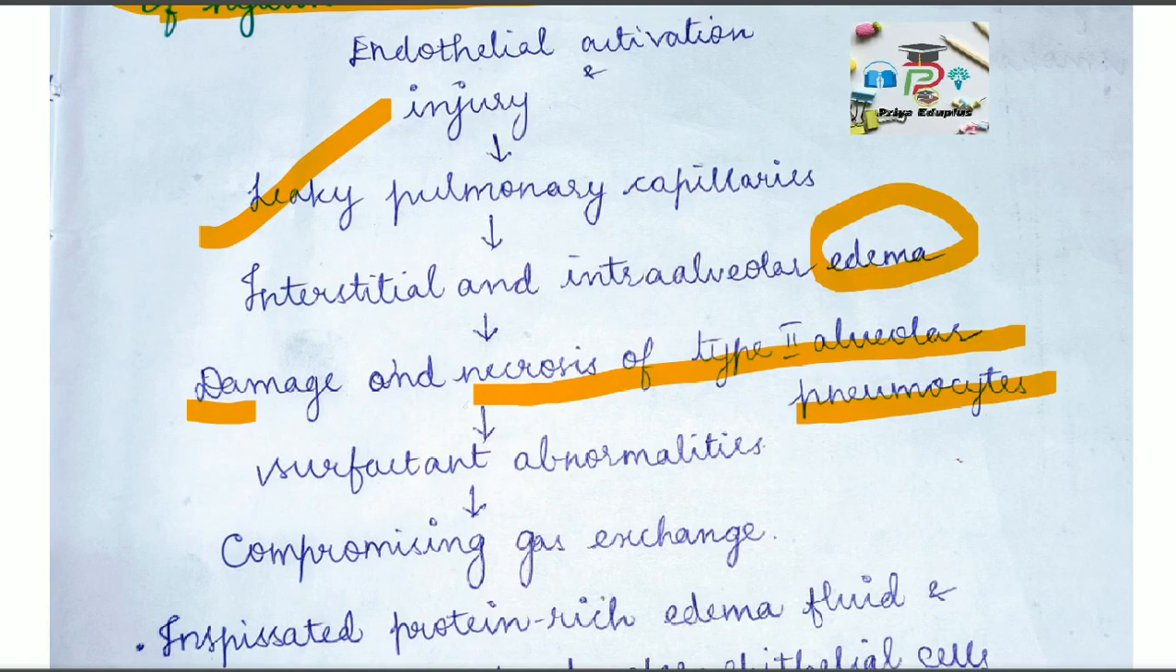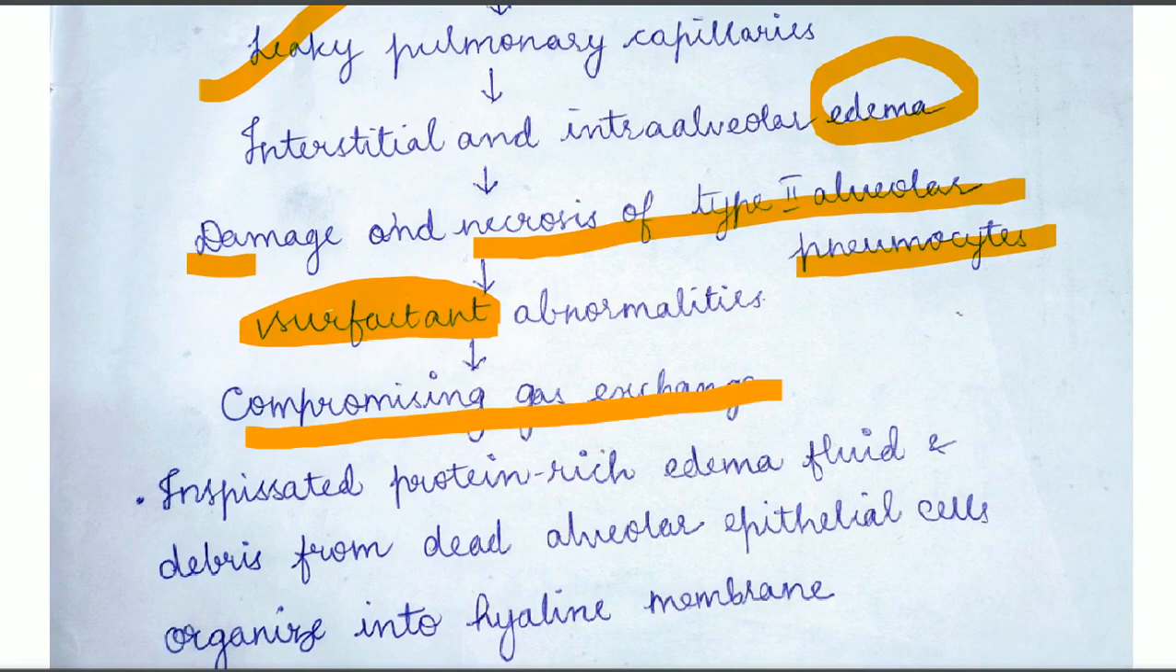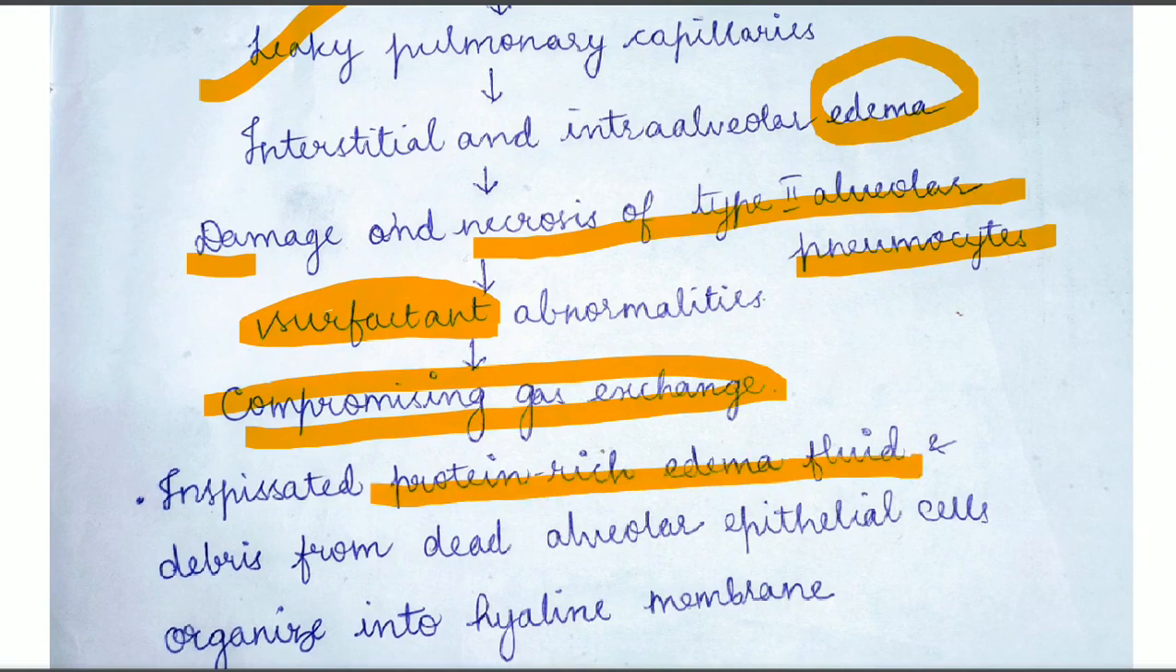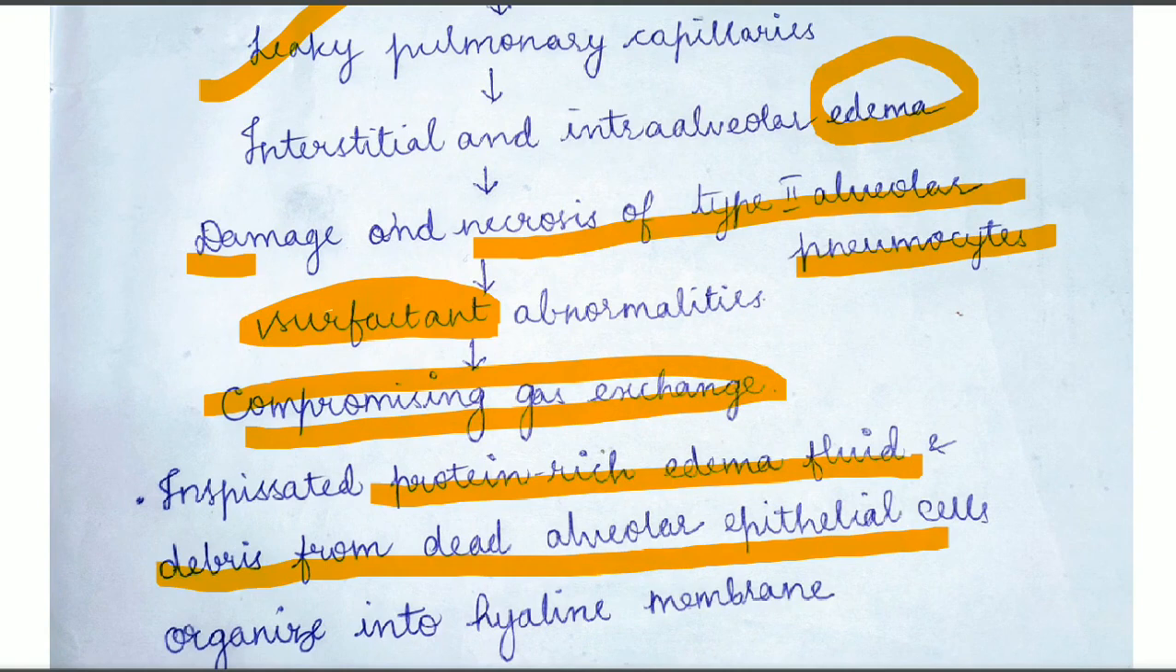Okay, type 2 alveolar pneumocytes are involved in the synthesis of surfactant. As they get damaged, alveolar surfactant is lost, so it is going to compromise gas exchange. Okay friends, now inside the alveoli, this protein-rich edema fluid and debris from dead alveolar epithelial cells will organize and form hyaline membranes around in the alveoli.